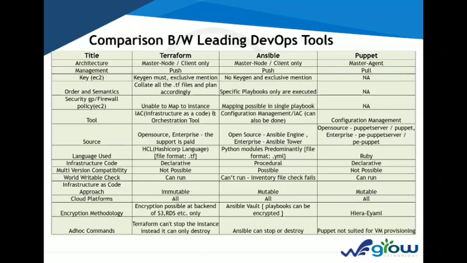That's what it mentions here about multi-version compatibility, and then the world writable check. So then, the infrastructure as code approach. Here, Terraform is immutable and Ansible is mutable. That's what I told you, right?